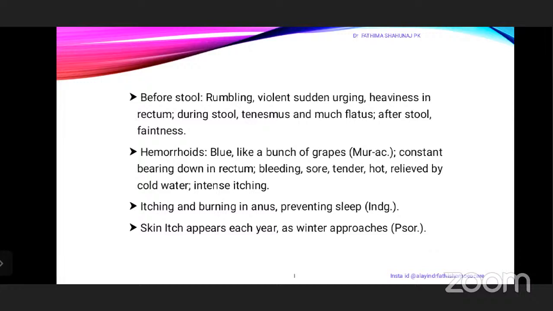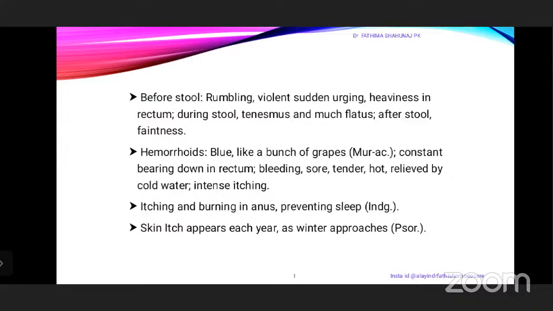Then before stool, there will be a rumbling sensation and violent sudden urging and heaviness in rectum. And during stool, there will be tenesmus and much flatus. And after stool, there will be a faintness. Then hemorrhoids, which are blue like a bunch of grapes. In muriatic acid, the hemorrhoids will be blue with swelling, swollen blue, sensitive and painful to touch. Prolapse while urinating. This is the main symptom between muriatic acid and the other remedy.